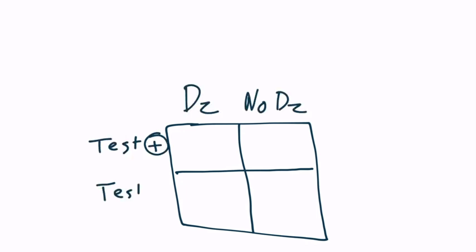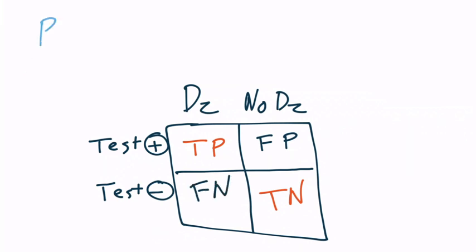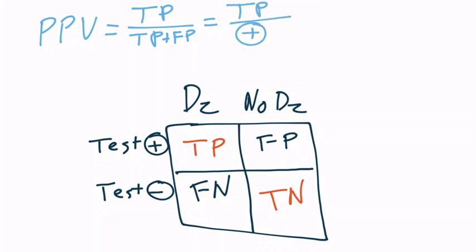So let's quickly draw out our 2x2 table and recall that disease status is along the top and test result is along the side. And true positives are those who test positive and have the disease. And those that test positive but don't have the disease are false positives. And those that test negative and don't have the disease are true negatives. And those that have the disease but test negative are false negatives. And positive predictive value equals the true positives divided by the true positives plus the false positives. Or rather, true positives divided by everyone that had a positive test result.